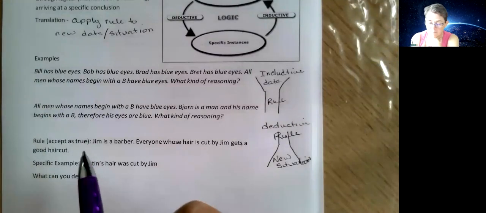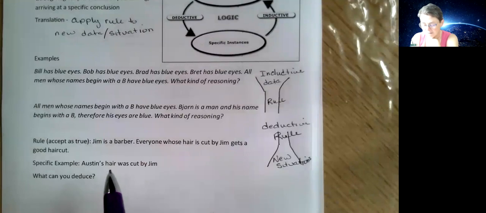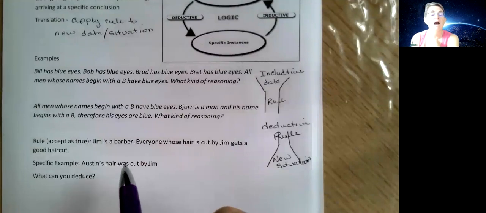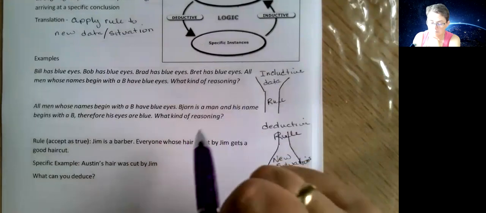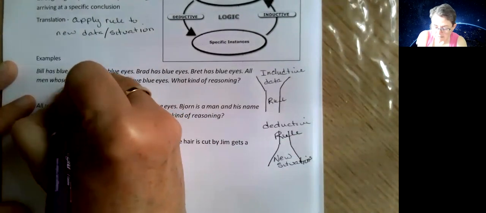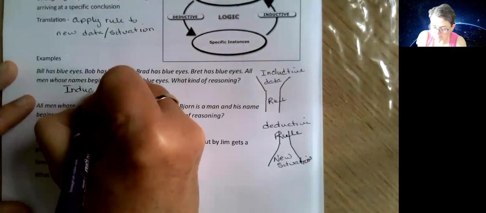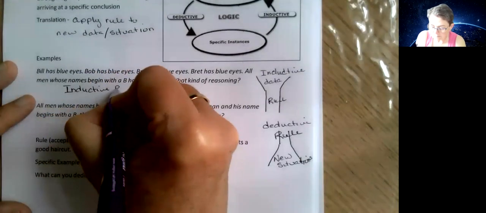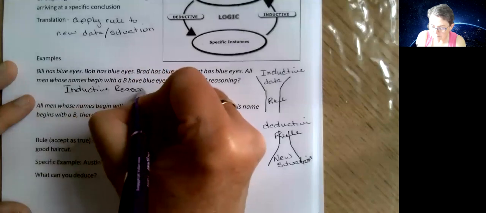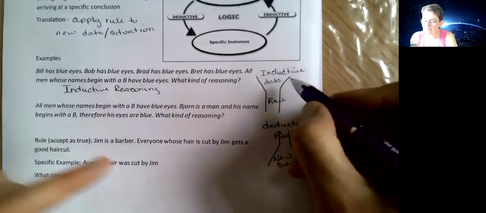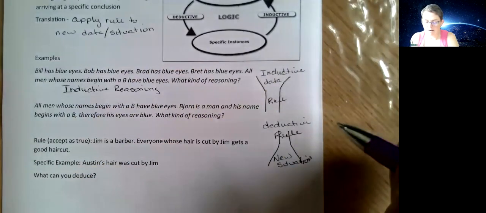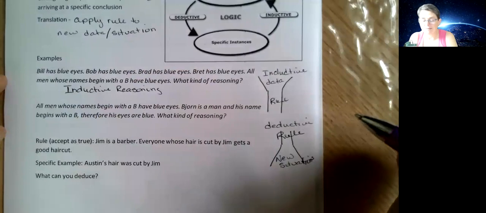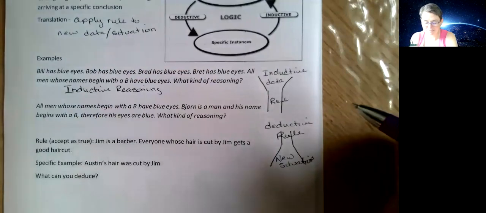All right, Bill has blue eyes. Bob has blue eyes. Brad has blue eyes. Brett has blue eyes. All men whose names begin with B have blue eyes. Okay, data, data, data, data, general rule. That is inductive reasoning. So we took all that stuff about all these guys with their blue eyes and we came up with a rule: all men whose names begin with B have blue eyes.